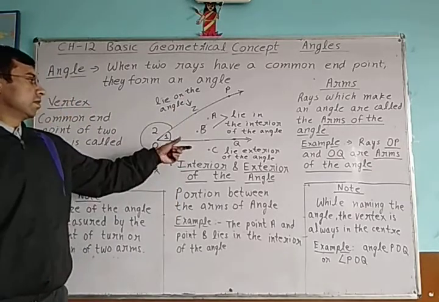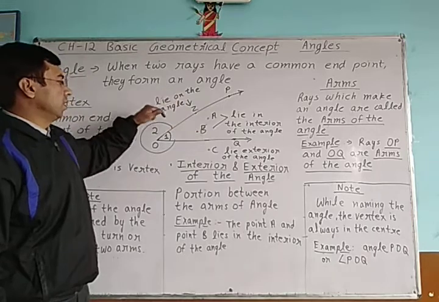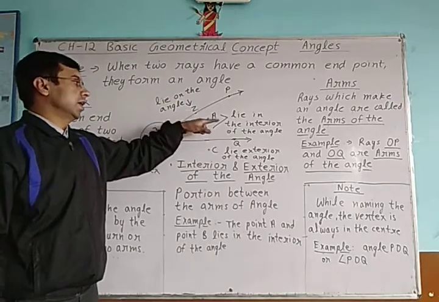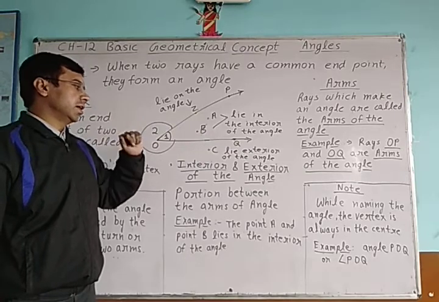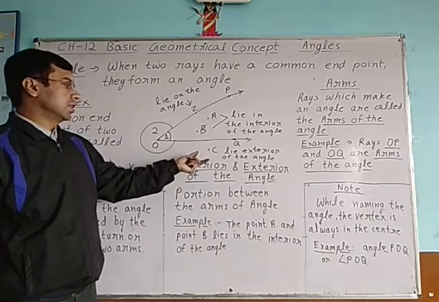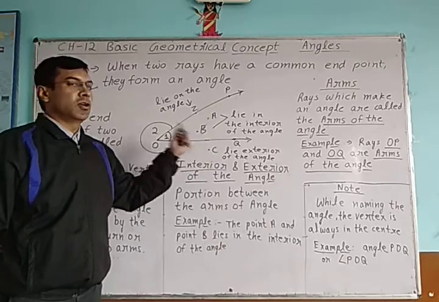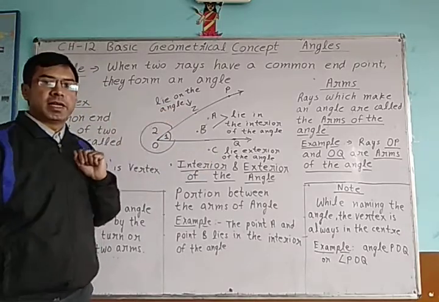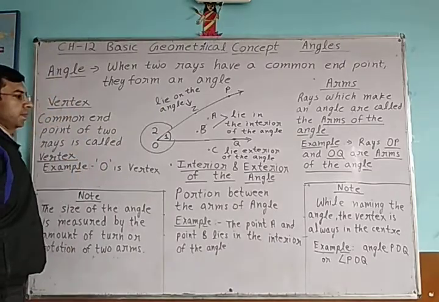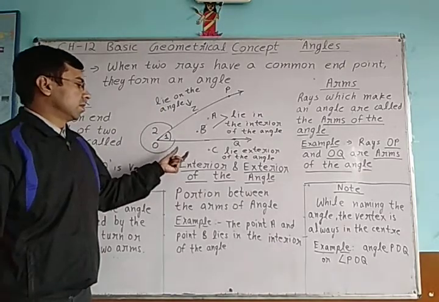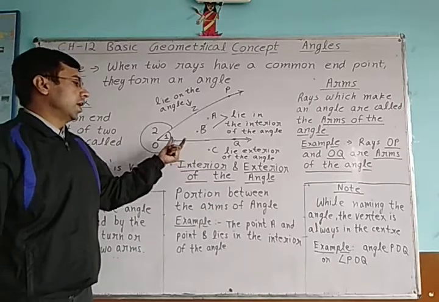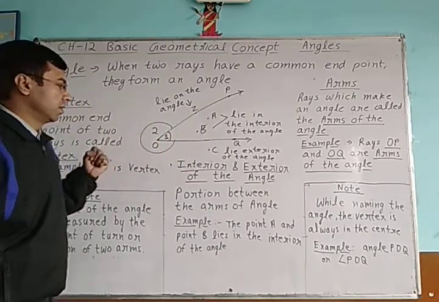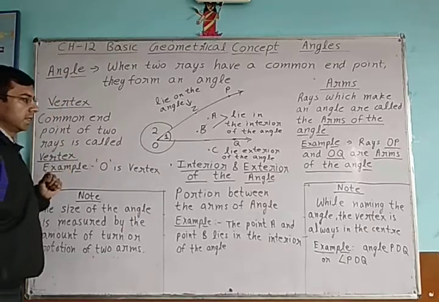So students, any point lying between two arms, what do we say? They are lying in the interior of the angle. Any point lying outside the angle lies in the exterior of the angle. Any point lying on the arms lies on the angle. Clear? And I have explained that while naming the angle, the vertex is always written in the center.